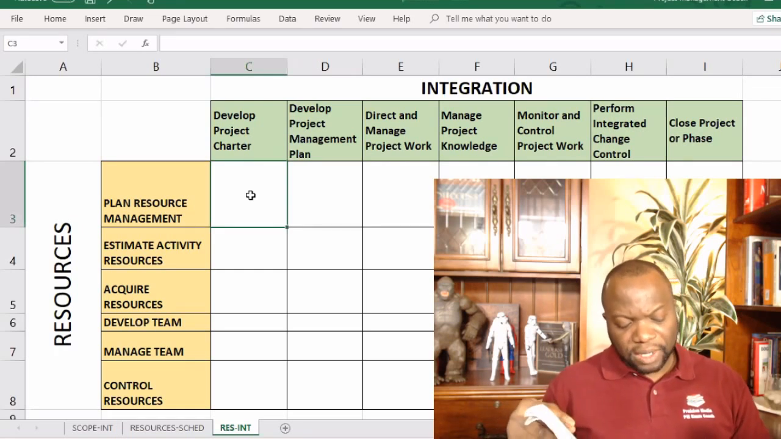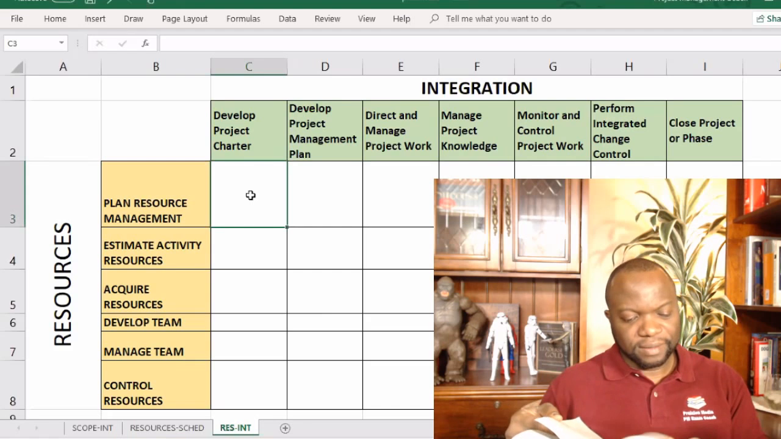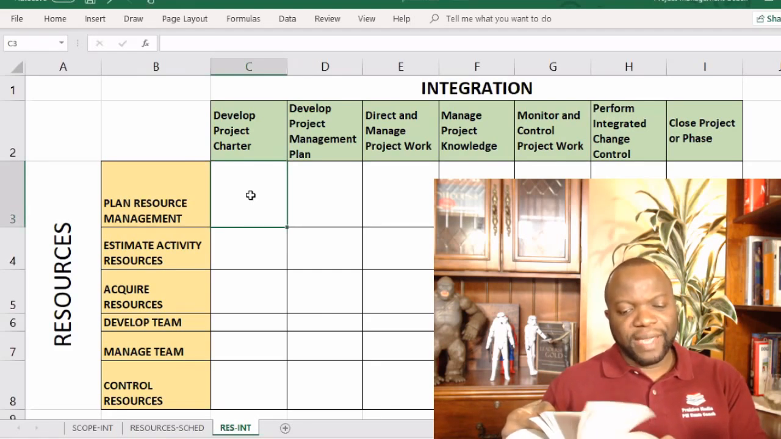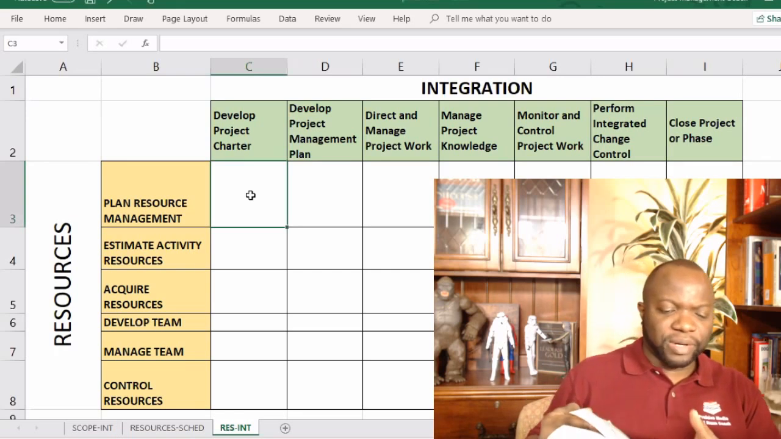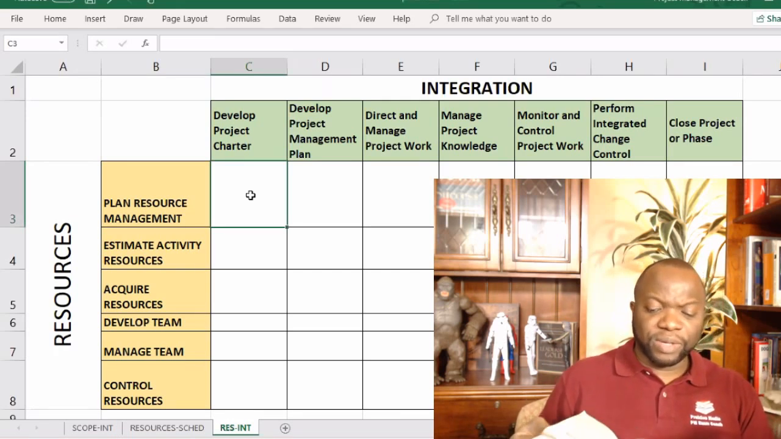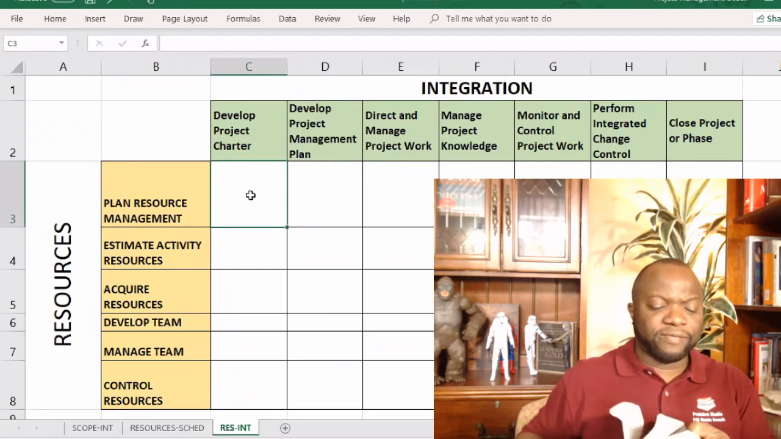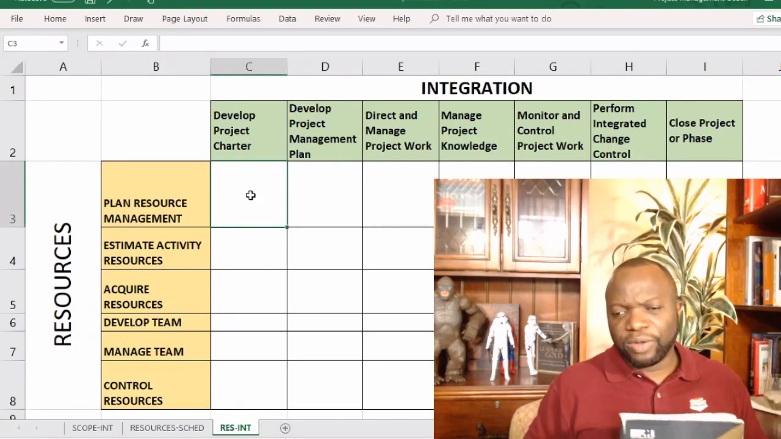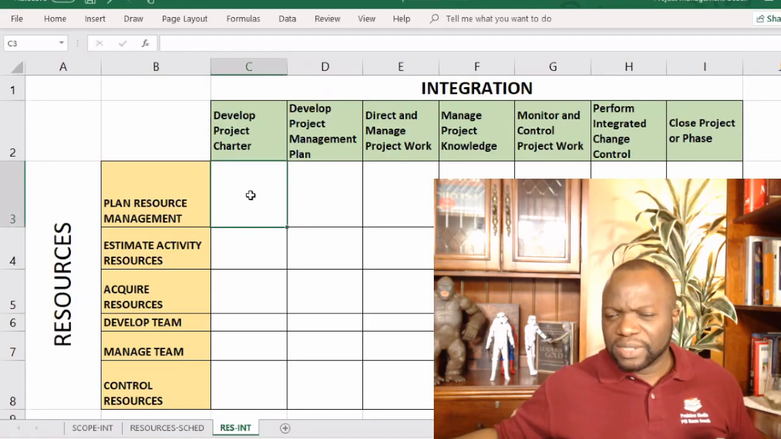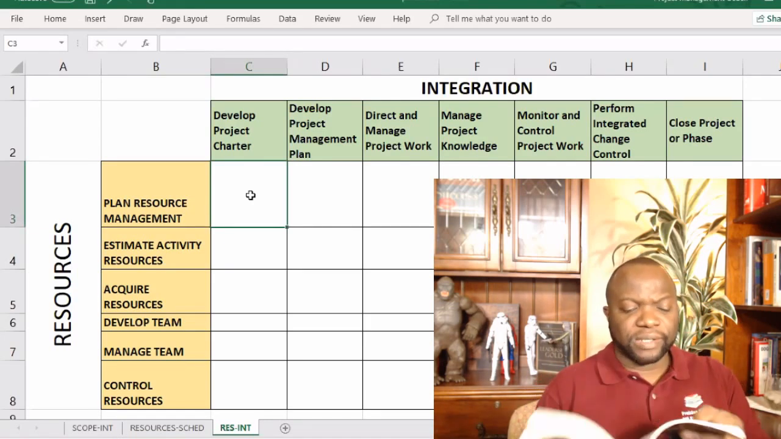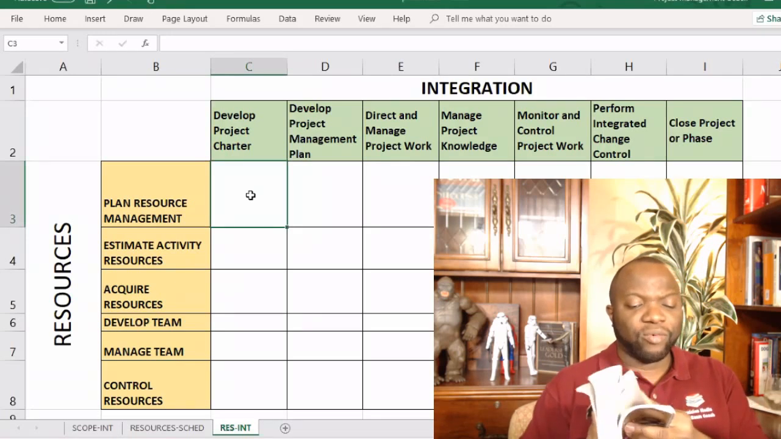Okay, now you see that you have another type of charter called a team charter coming out of plan resource management. Now the way to make the map, this is where being a boss comes in. This is where you become proficient with the ITTOs, specifically the inputs and outputs. So if you look at this and you know there's nothing from plan resource management that goes into develop project charter, that's the level I want you to be at.